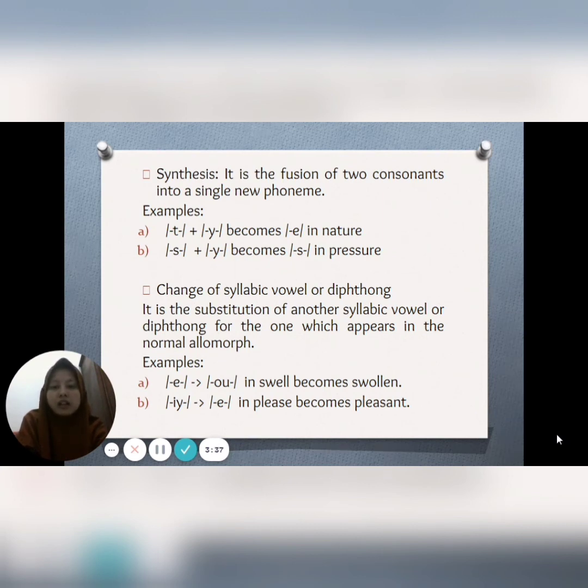Seven, change of syllabic vowel or diphthong. It is the substitution of another syllabic vowel or diphthong for the one which appears in the normal allomorph. For example, A, the e sound becomes the ou sound in the word swell, which becomes swollen. B, the i and y sounds become the e sound in the word please, which becomes pleasant.